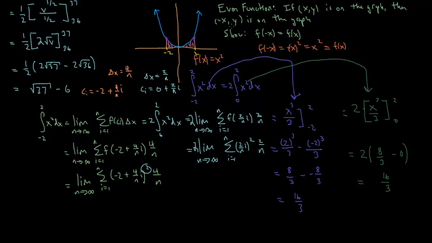Now again, I can't stress this enough. Both of these properties only work when you're evaluating from negative a to positive a. Like for instance, another classic example is cosine. Cosine is an even function. So if you look at, say, the integral from negative pi over 2 to pi over 2 of cosine x dx, we could say that is 2 times the integral from 0 to pi over 2 of cosine x dx.